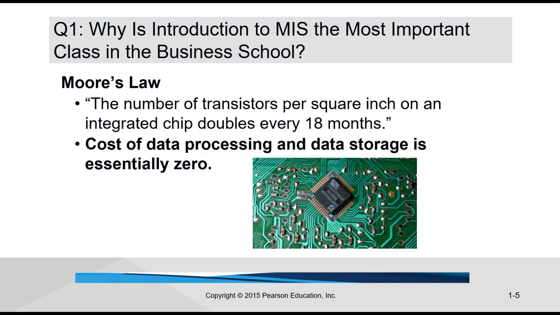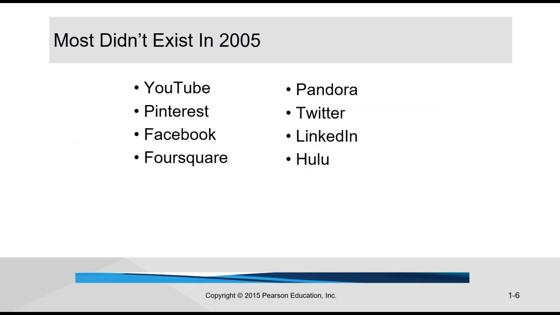Let's try and answer the question of what happens when these costs are almost zero. When the costs are almost zero, computers and computer technologies become more prevalent. Most of these didn't exist in 2005. YouTube, Pinterest, Facebook, Foursquare, Pandora, Twitter, LinkedIn, and Hulu.